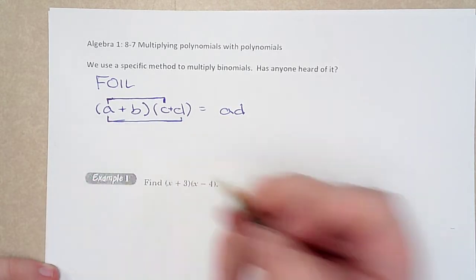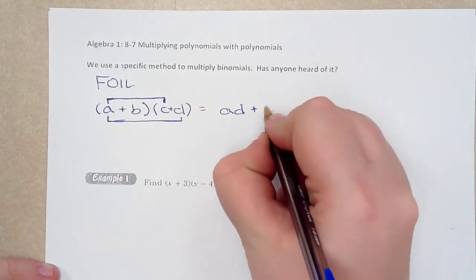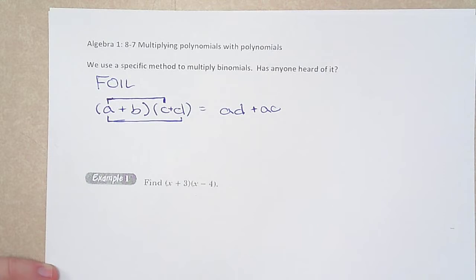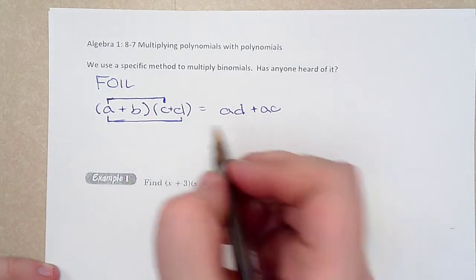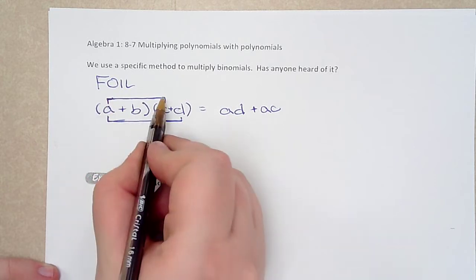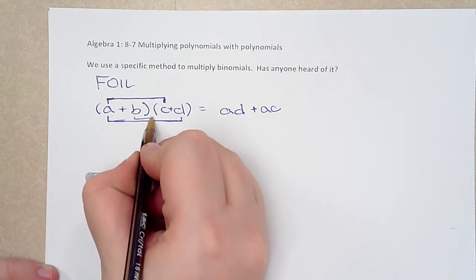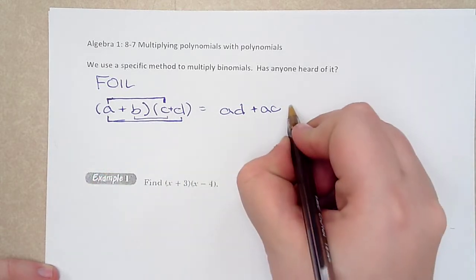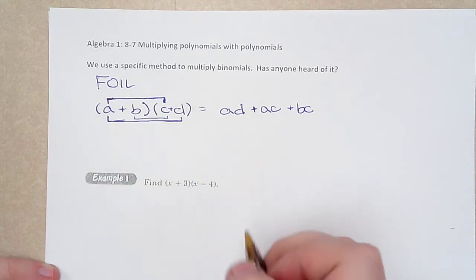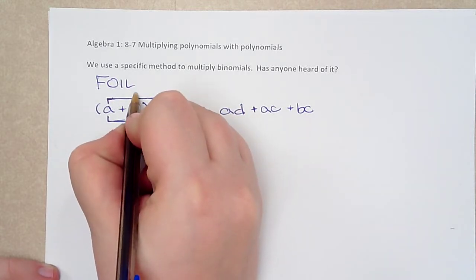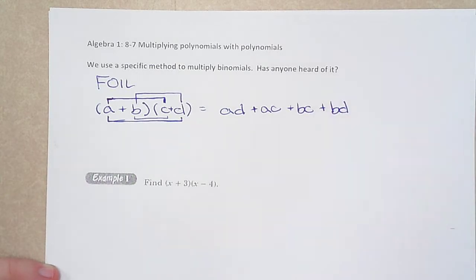So we take a times d. This should have been a times c. Either way you multiply them, they're going to be interchangeable once you add them. So we did our first terms, we did our outside terms. Now we're going to do our inner terms, so b times c, and then we're going to do our last terms. So this is going to be b and d, so plus b times d.